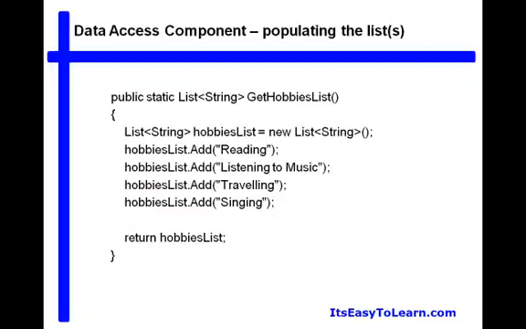A data access component has methods like get hobbies list. What this method does is, for now we have hard coded the list of hobbies like reading, listening to music, traveling and singing. These are the valid hobbies. So we created a list of strings, and from this method we return the string list.